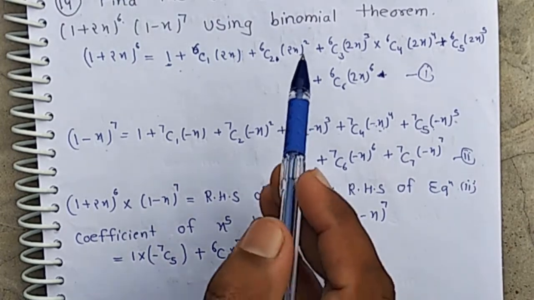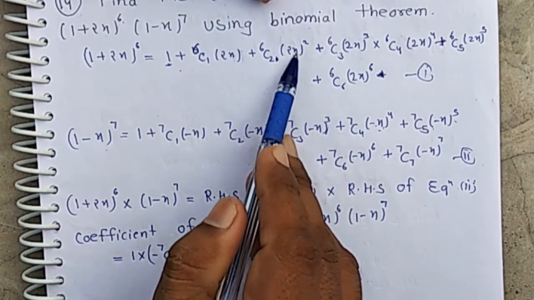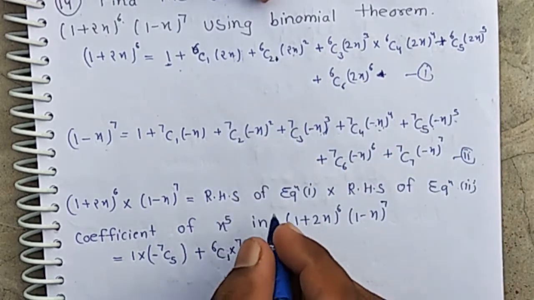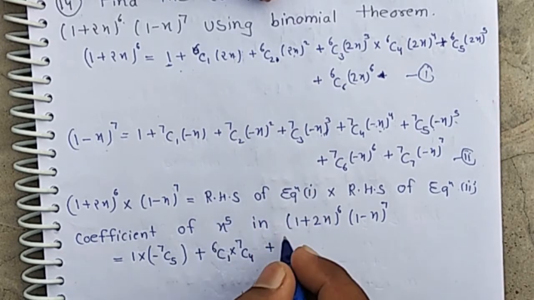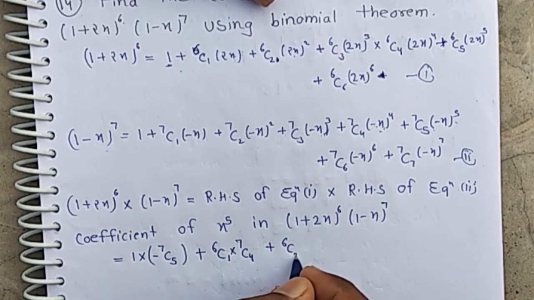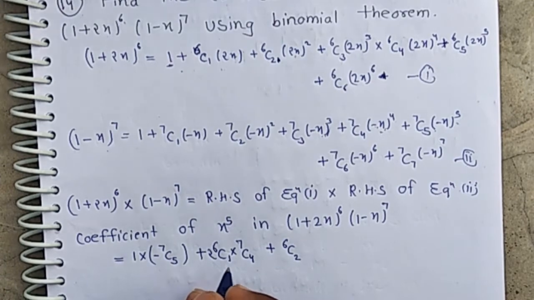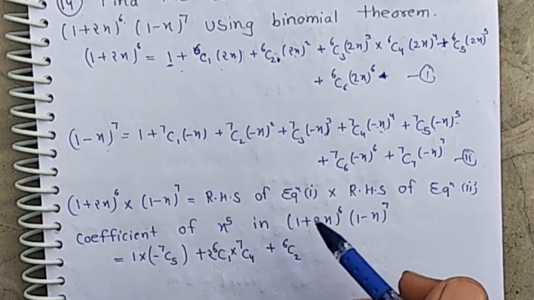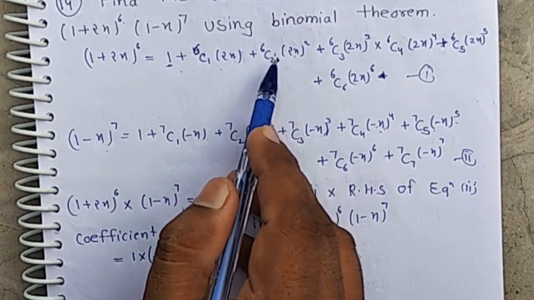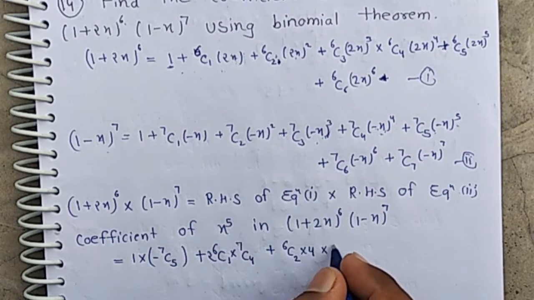Now when x square is multiplied by x to the power 3, we get x to the power 5. Then the third coefficient is, sorry, it is 6C1 into 2. 6C2 into 2 square. When it is multiplied by this term, we get 7C3 into -1.